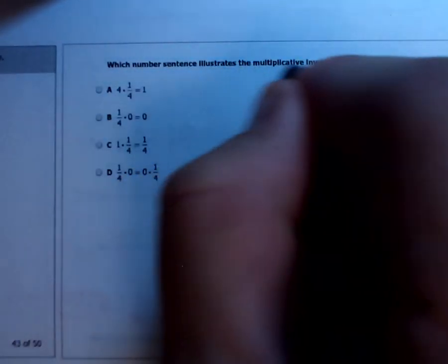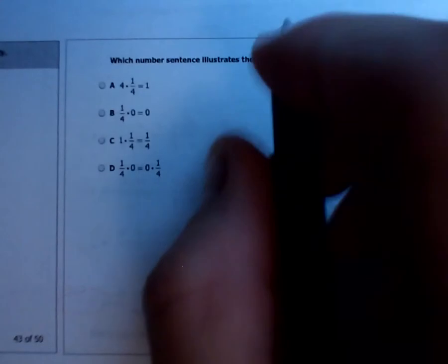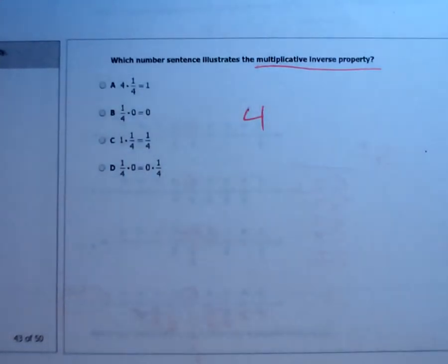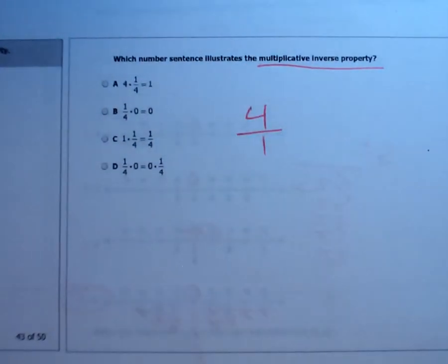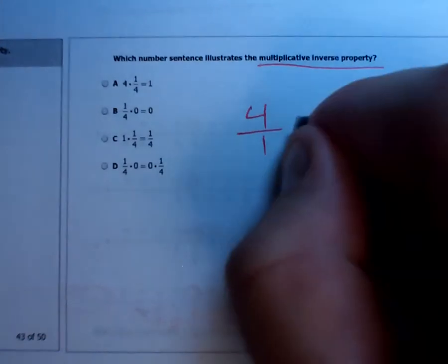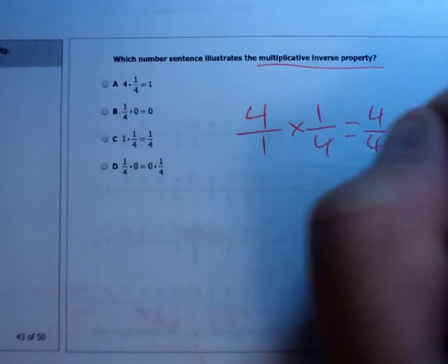Which number sentence illustrates multiplicative inverse? Okay, well, what does inverse mean? Does anybody know? A fraction. What's the inverse of 4? Negative? No, that's the opposite, not inverse. I know it's weird, right? Because it's a similar word. It kind of means the same thing. All right, 4 over 1. What's the inverse of 4 over 1? 1 over 4. Okay. 4 over 4 equals 1.